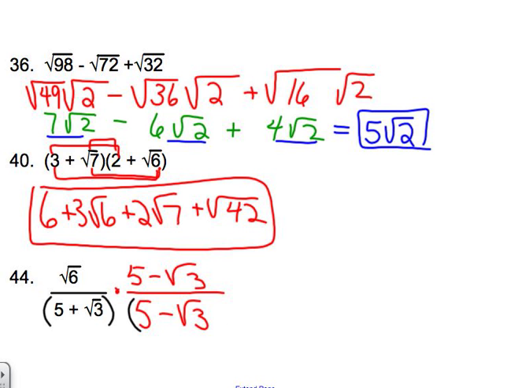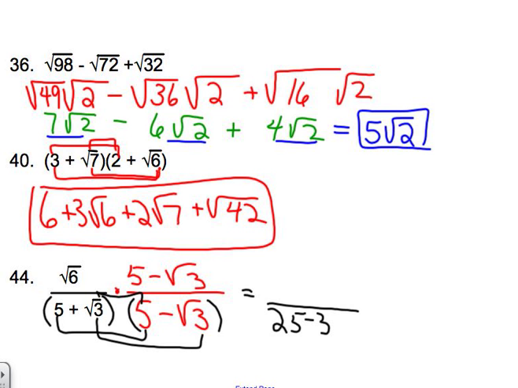In the denominator, if we FOIL the denominator, we have 5 times 5, which is 25. The outer, positive square root of 3 minus the square root of 3 is minus 3. The inner of FOIL is square root of 3 times 5. The inner of FOIL is 5 times the square root of 3.